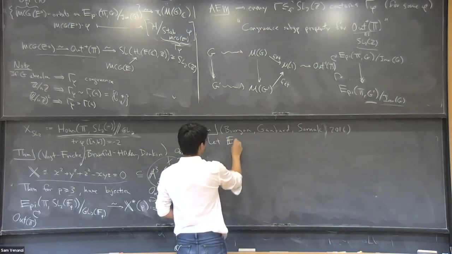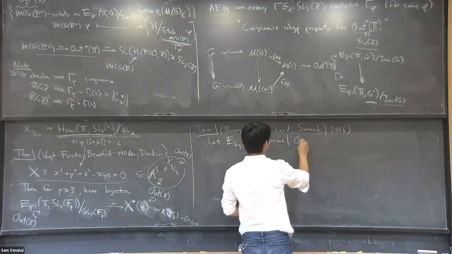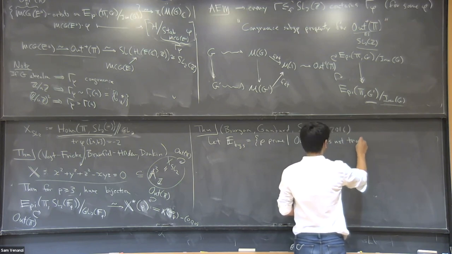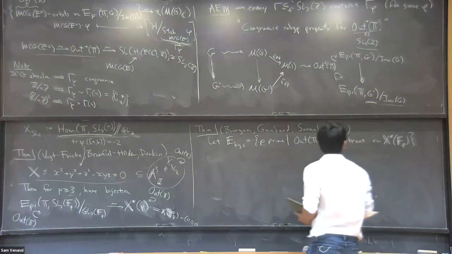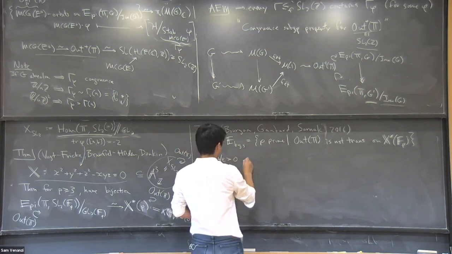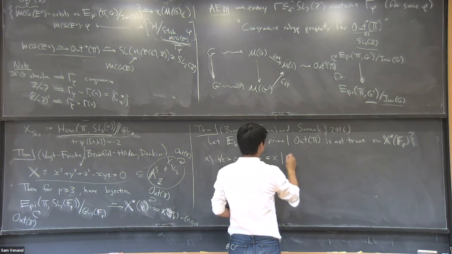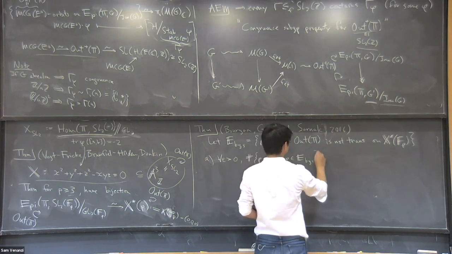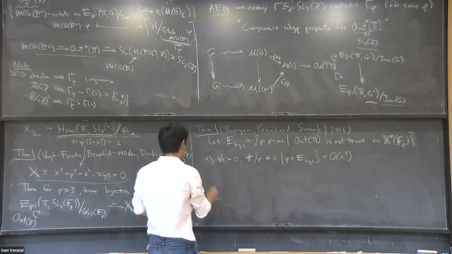And what they show is that this action is essentially transitive. So let E be the set of primes such that Out(π) is not transitive on X*(F_p). And what they show is that this set is small. The first thing is that for any positive epsilon, the number of primes p less than x such that p is in this exceptional set, which is to say that Out(π) does not act transitively, the size of the set is O(x^ε). So this set is very sparse, but possibly infinite.